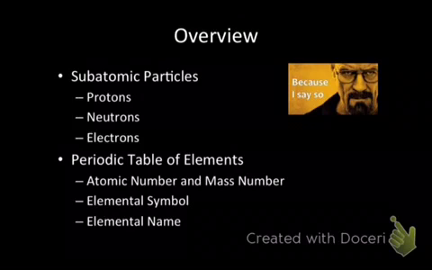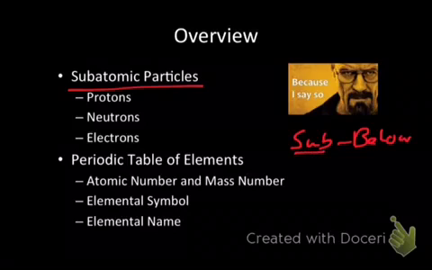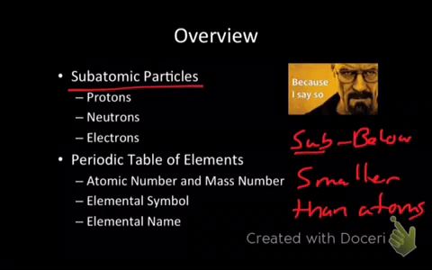So a quick overview. Subatomic particles are things we've encountered already, but I want to look at that word "sub" a little bit closer. That's a prefix that means below, meaning these particles are smaller than atoms. They're subatomic, smaller than atoms. And those are what we've encountered already: protons, neutrons, and electrons. So in this lesson, we're going to see them a little bit more closely. And then we're going to talk about the periodic table.